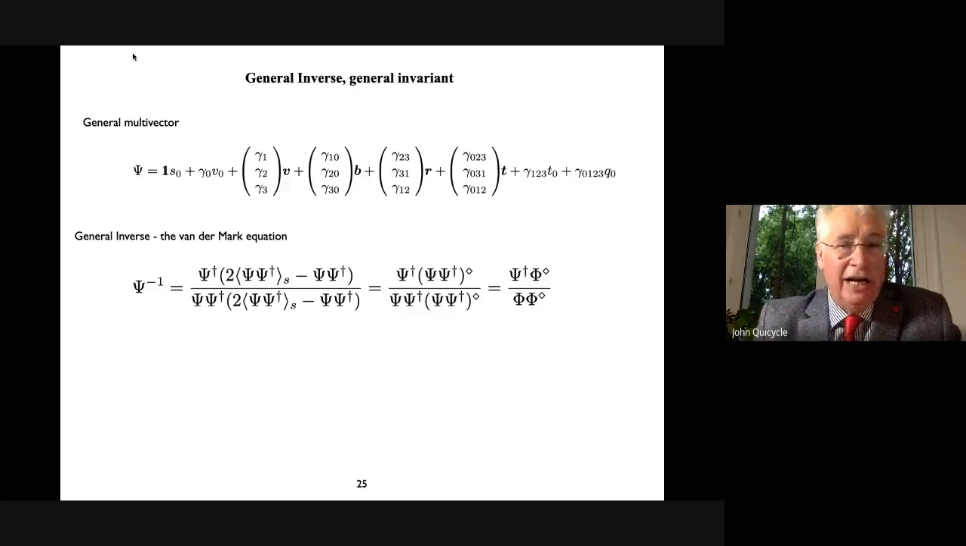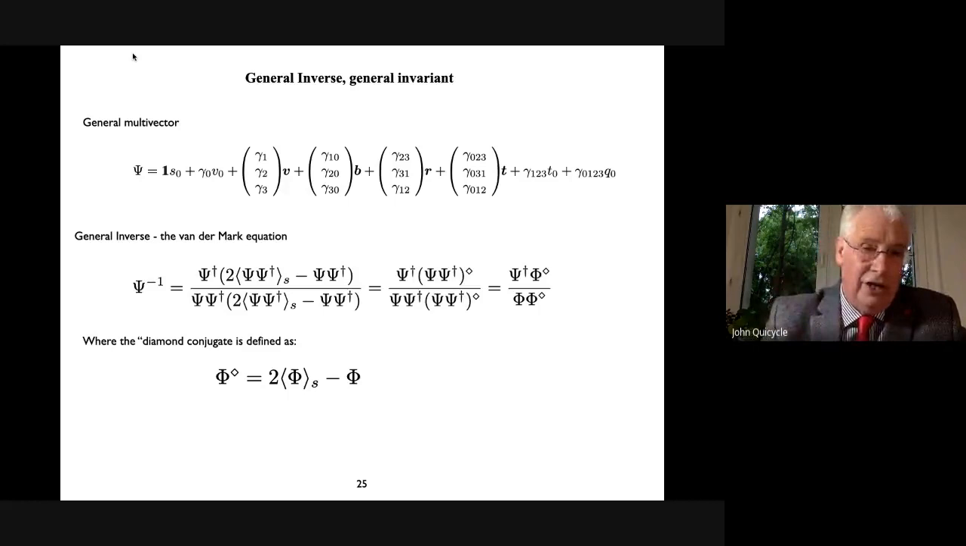And so here's a general inverse for any multivector in this Clifford algebra Cl(1,3). Here it is. You can express it pretty simply in terms of a couple of conjugates. The dagger here is a Hermitian conjugate, and the Hermitian conjugate just reverses the sign of all things that square to minus one. So that's pretty much like a complex conjugate, but extended to the Clifford algebra. And there's this diamond conjugate that Martin invented that we need to use as well. The diamond conjugate reverses the sign of everything that isn't a scalar.